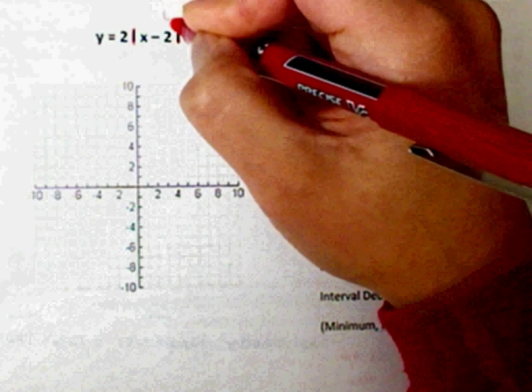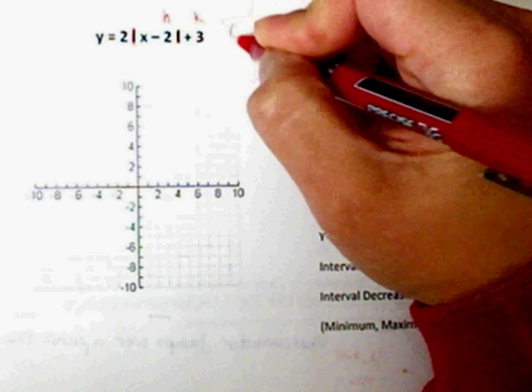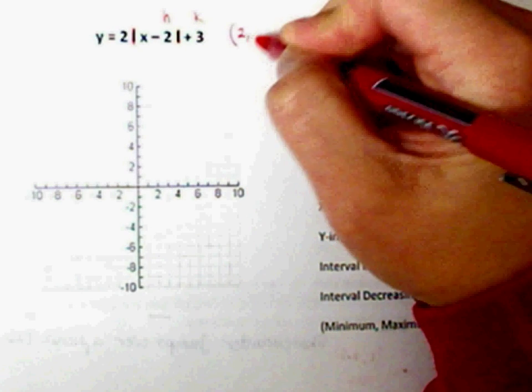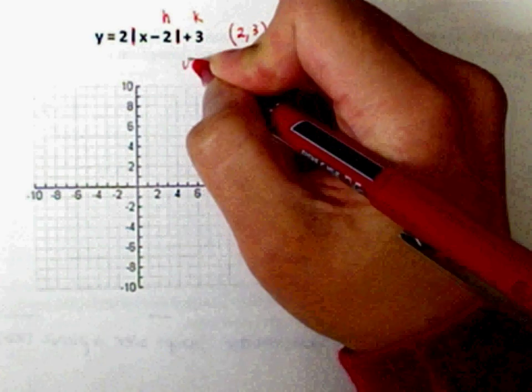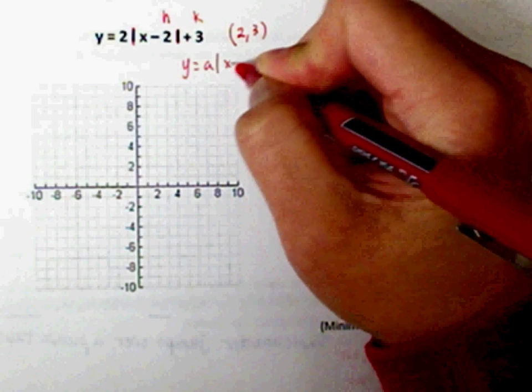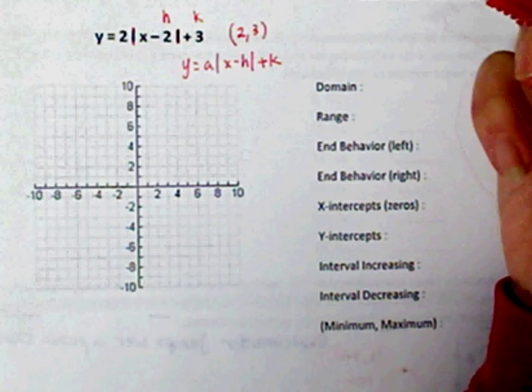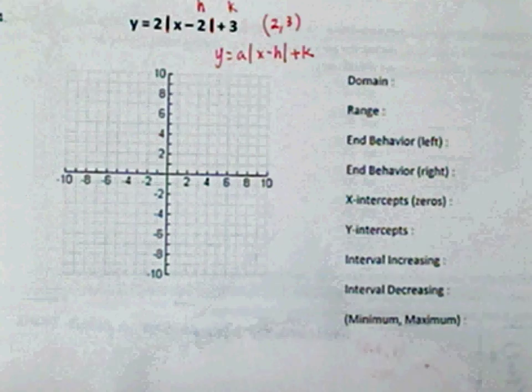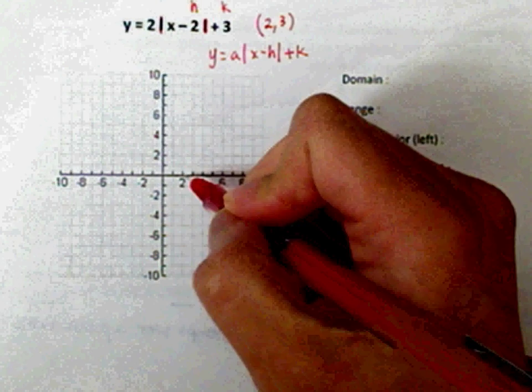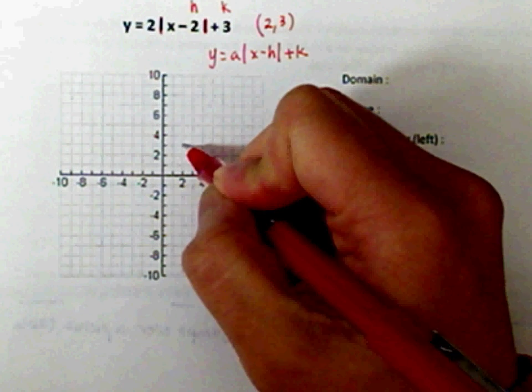First of all, here's your H and here's your K. So your vertex is going to be at 2 and 3. Remember, it's y equals a, absolute value of x minus h, absolute value, plus k. And I'm basing it all on this function. All right, so you're going to go to 2, positive 3, which is right here.